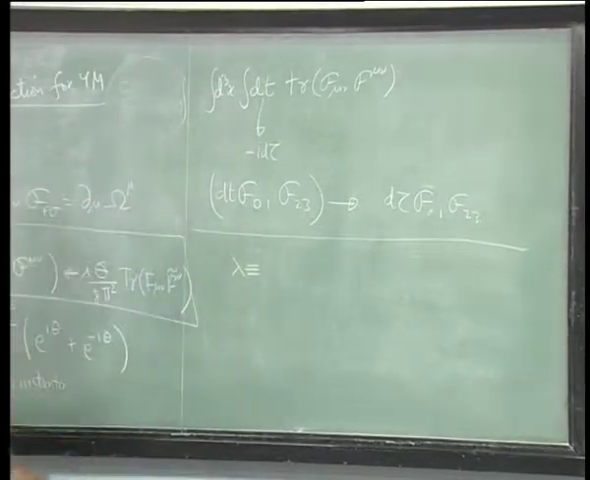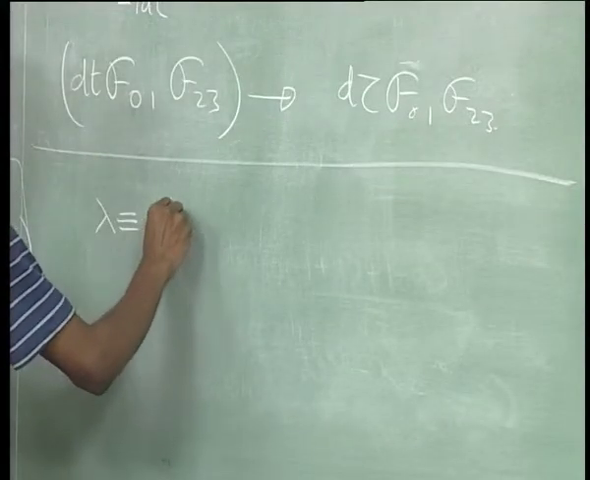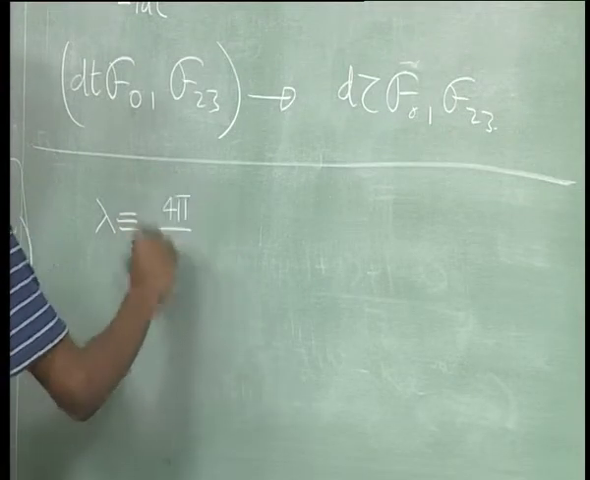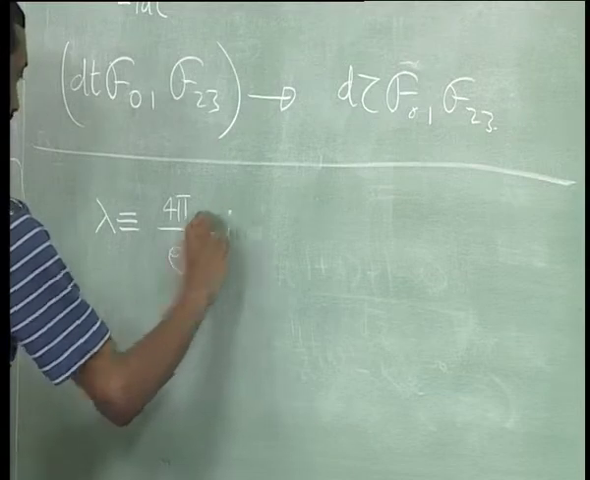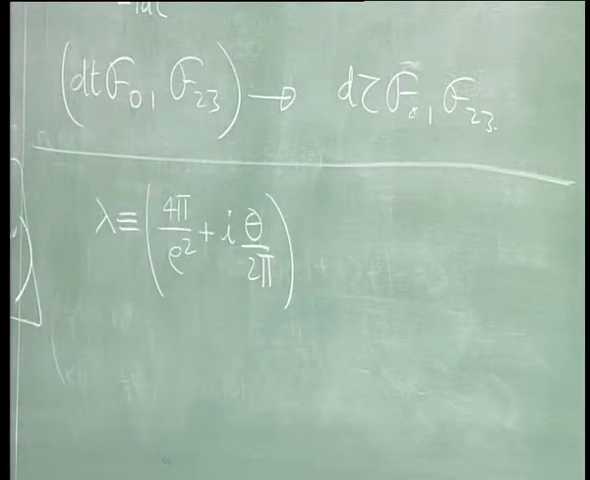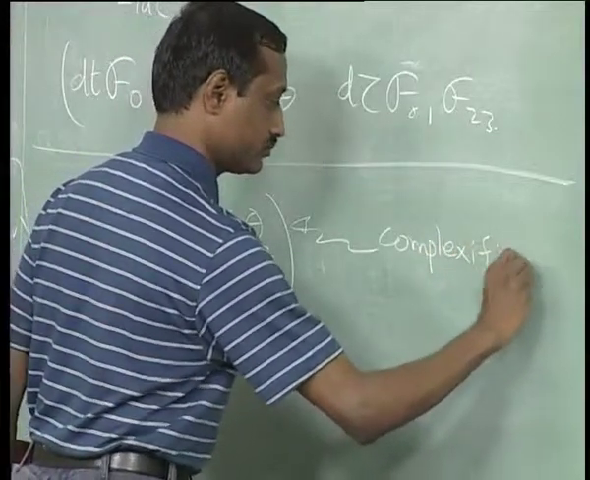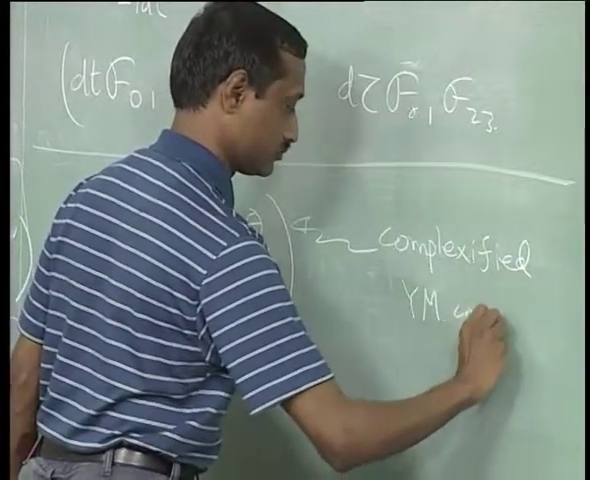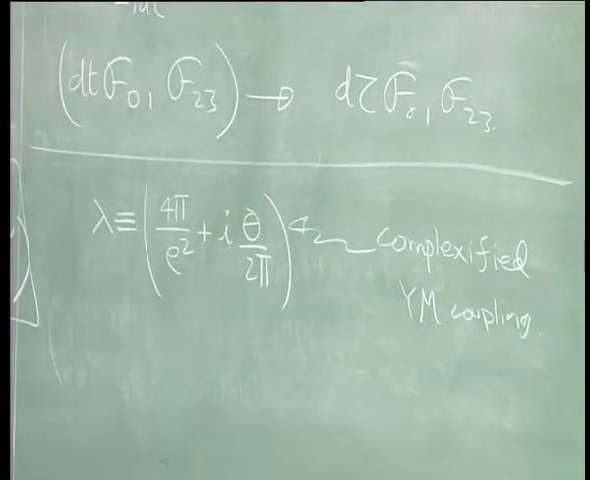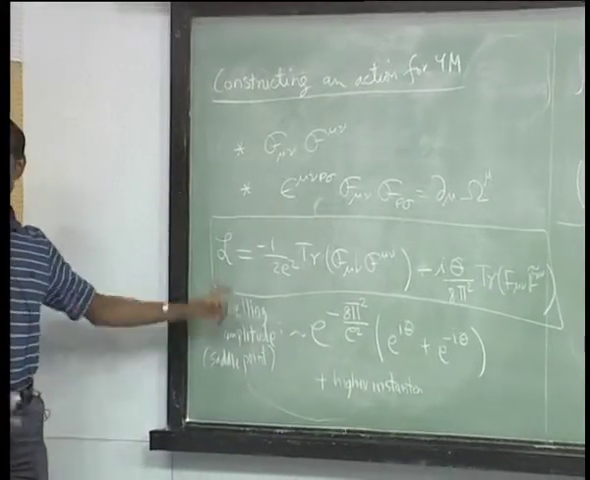You define lambda to be 1 upon, sometimes it is written with 4 pi, 4 pi upon e squared plus i theta over 2 pi. You just define it this way, and this is a complexified coupling, then this action can be written as the real part of a complexified F.